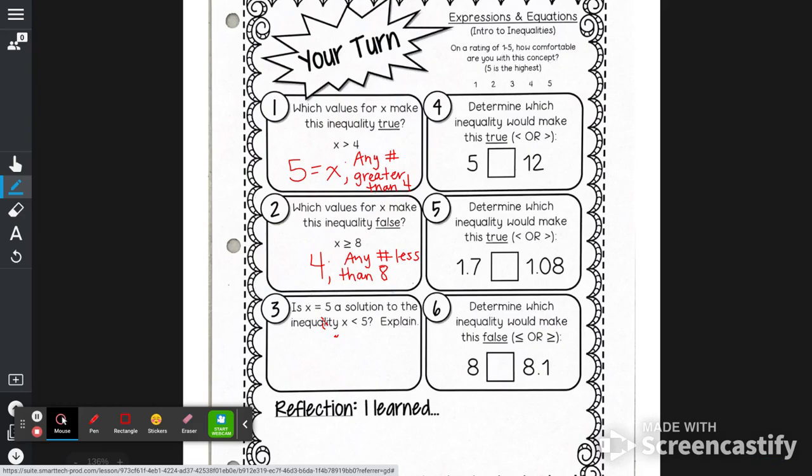So can we input 5 into that inequality? Can we say 5 is less than 5? Does that work? No. So is this a solution? No. So we could write out no, it's not a solution because 5 is not less than 5.